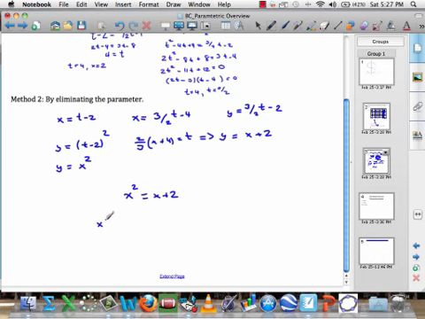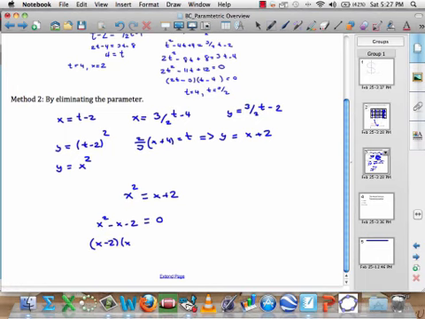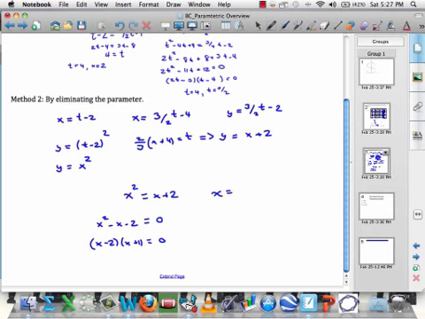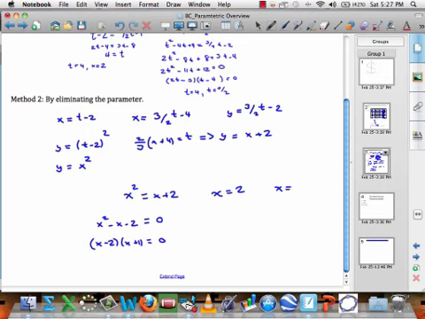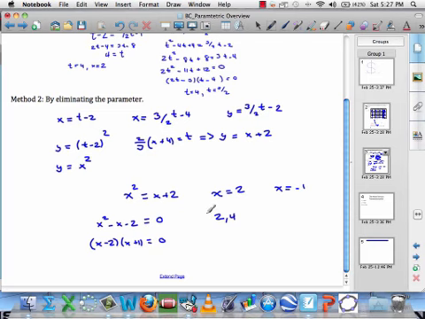Again, we have a quadratic. Let's get them on the same side. x squared minus x minus 2 equals 0. And hopefully this factors nicely. x minus 2 times x plus 1 equals 0. This gives us x equals 2 as a solution, and also x equals -1. And if we plug those into our functions, that's going to give us 2 comma 4 is a point of intersection, and -1 comma 1 is a point of intersection.